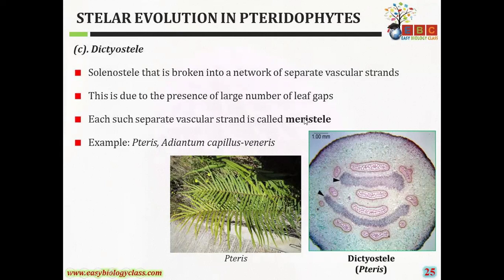That is called a meristele. Small vascular strands, with separate endodermis and pericycle, we call a meristele. So we can see here the presence of many meristeles. Such a condition is called dictyostele. An example here is Adiantum, the species capillus-veneris, and another genus is Pteris.